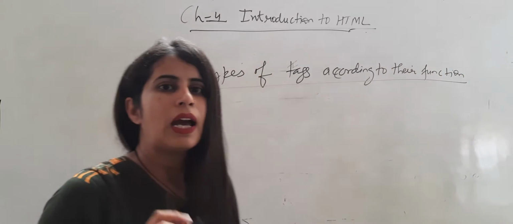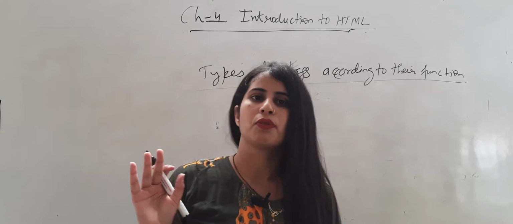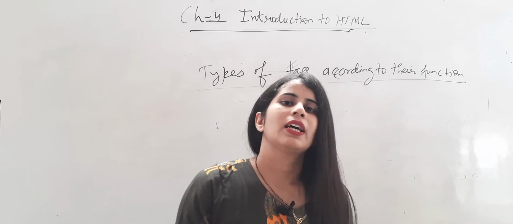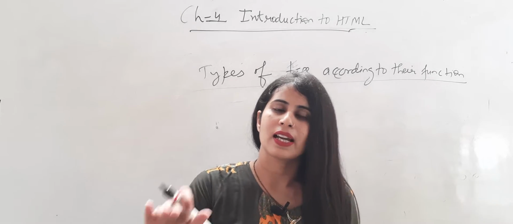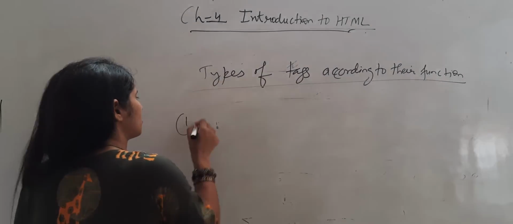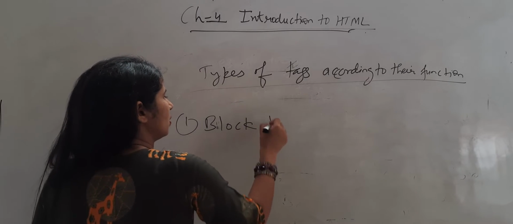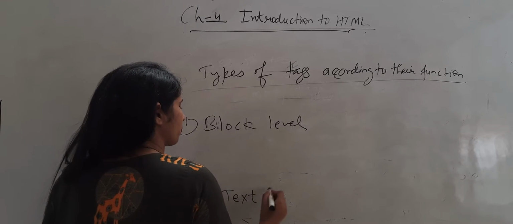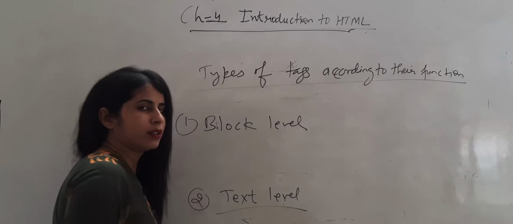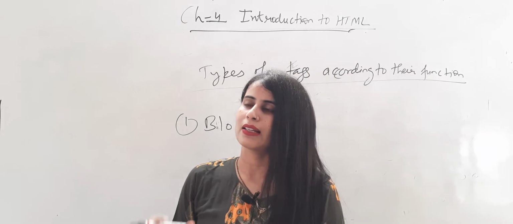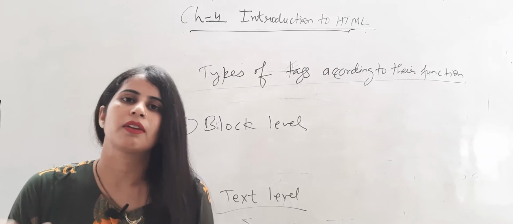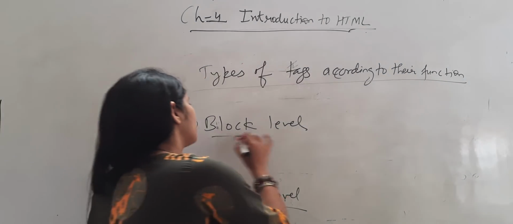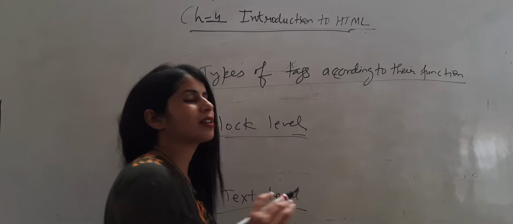According to their function, tags are there and different tags have different uses. So further they are classified, further they are categorized. They are in two types. First is block level and the second one is text level. Text, we know what text is. Text are the letters, characters, symbols that we use to type anything. Okay. So what is the difference between block level tags and text level tags?